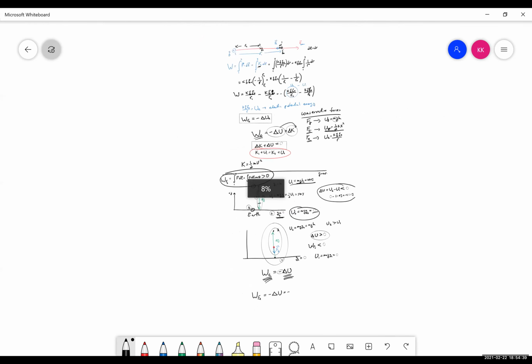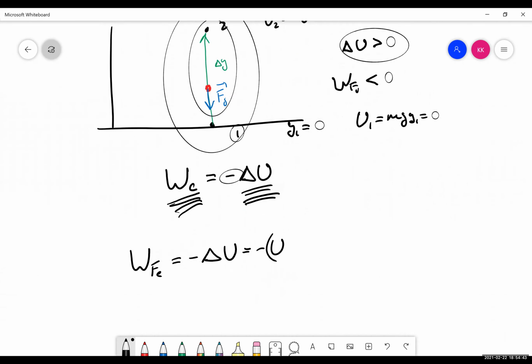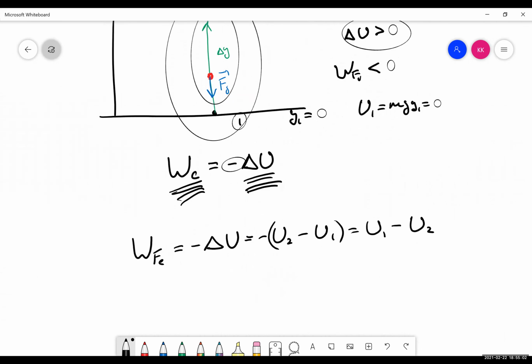All right, so let me change this. So it's negative, let's say, potential at point 2 minus potential at point 1, or if I move the negative inside, it becomes potential at point 1 minus potential at point 2. So that's generally how you can write work done by the electric force. Okay, so this is then the equation for the electric force.